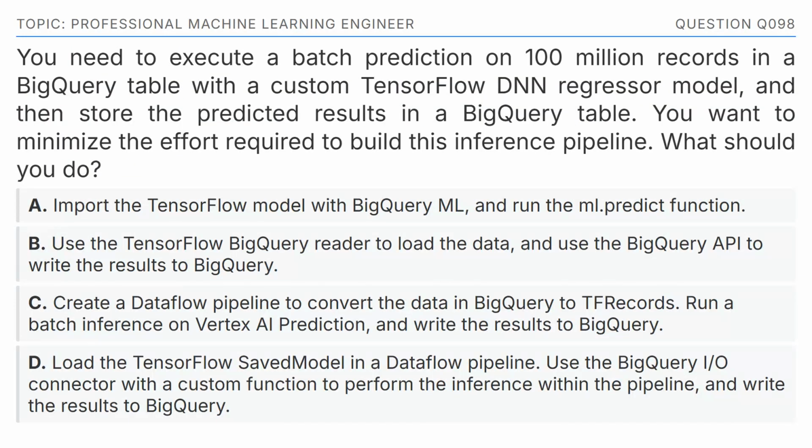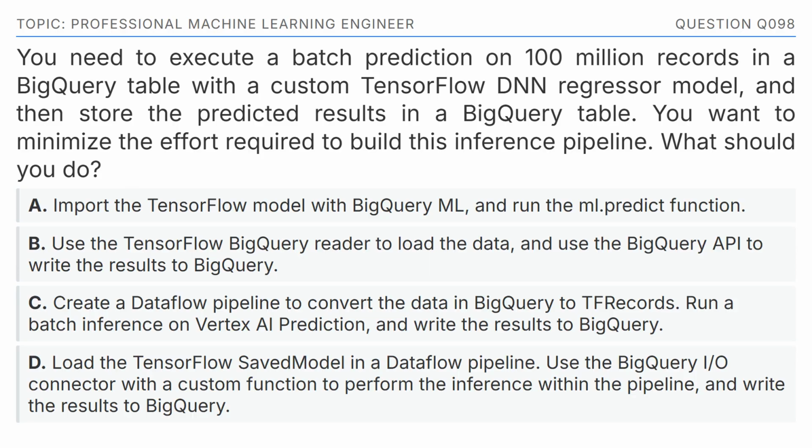You need to execute a batch prediction on 100 million records in a BigQuery table with a custom TensorFlow DNN regressor model, and then store the predicted results in a BigQuery table. You want to minimize the effort required to build this inference pipeline. What should you do? The options are: Option A, import the TensorFlow model with BigQuery ML, and run the ML.PREDICT function.